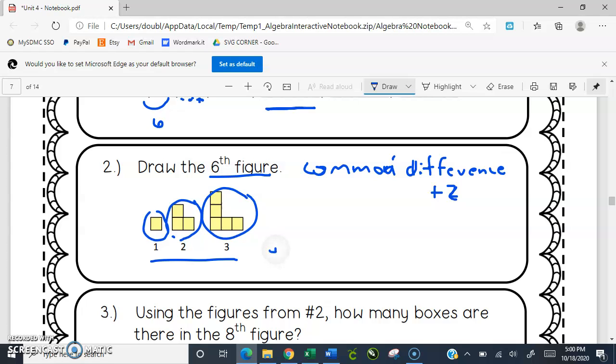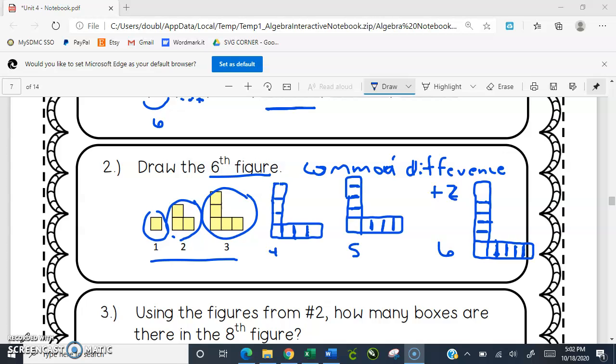So we need to find the sixth figure. Here's our 4th, 5th, and 6th. I'm going to pause it and draw my 4th and 5th figure so we can all be on the same page. All right, your drawing should look like this. We go from 5 to 1, 2, 3, 4, 5, 6, 7 blocks because we added 2. Then 1, 2, 3, 4, 5, 6, 7, 8, 9 blocks, and adding 2 gives 11 blocks.